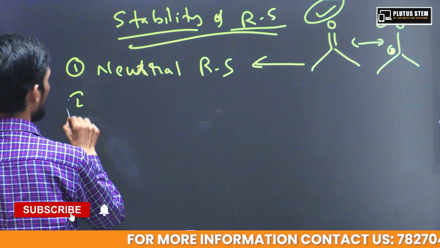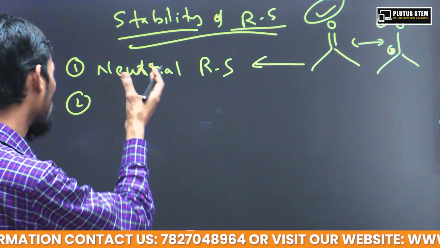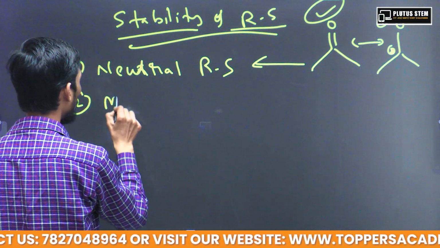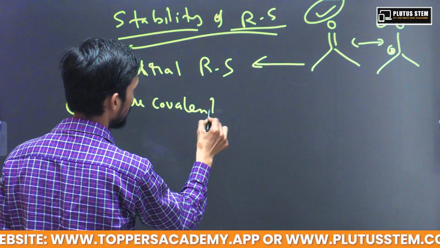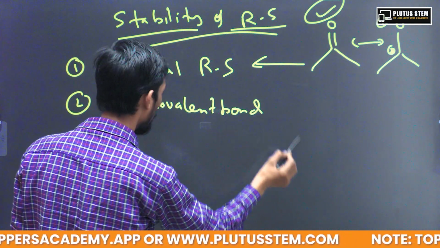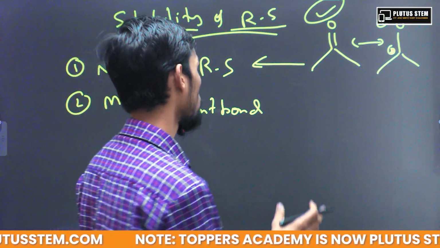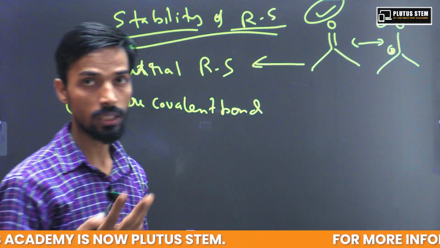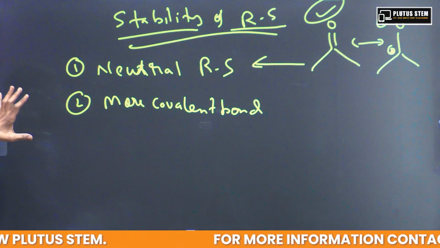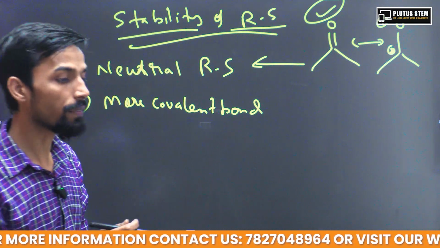The second is almost similar to the first one, more covalent bonds. A resonating structure containing more covalent bonds will be more stable. So if you see here, we are having 1, 2, 3, 4 covalent bonds, and in this we are going to see only 3 covalent bonds. So these 2 points are only sub parts of each other.